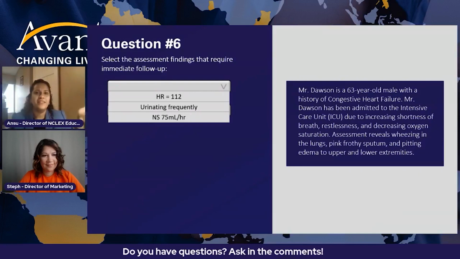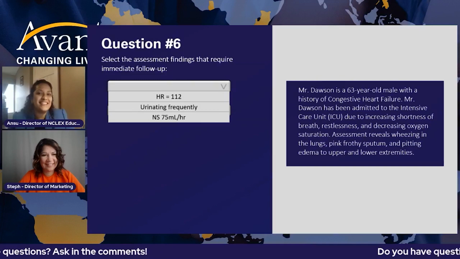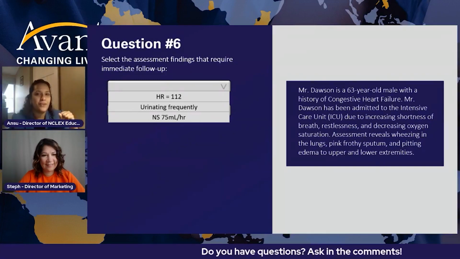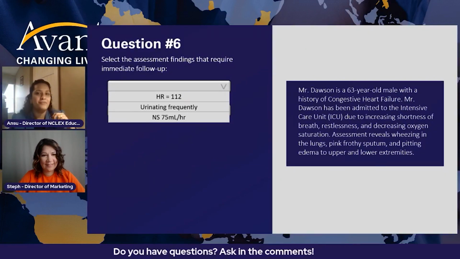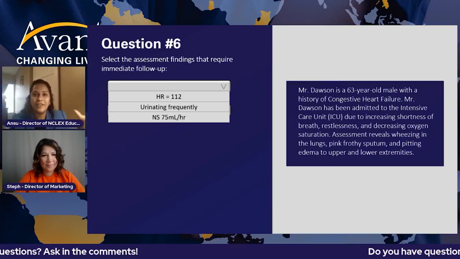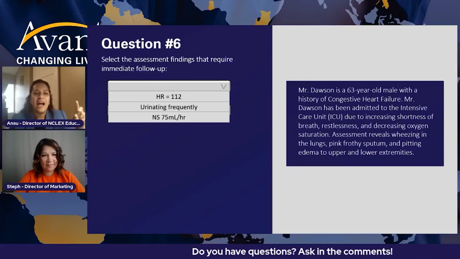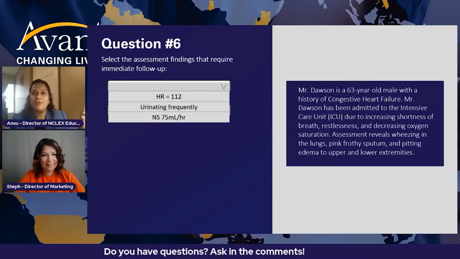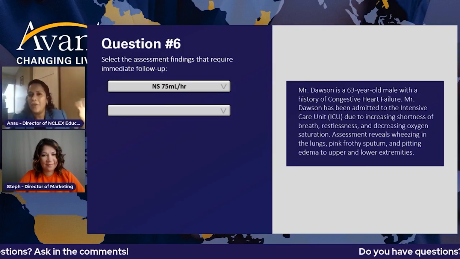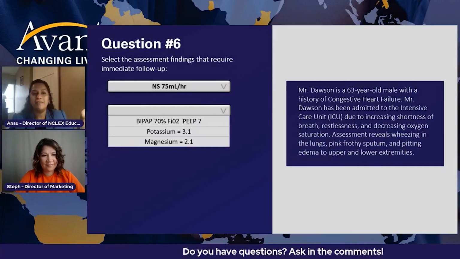Urinating frequently. I gave furosemide to this poor guy. He is going to urinate frequently, and that's the intent, right? So it's a good thing. But I am concerned about that order for normal saline 75. Why is that? Well, this patient is in fluid overload, pulmonary congestion, pulmonary edema. I should not be loading this patient with more fluid. That's my biggest worry about the order. I hope it makes sense. That is something that requires immediate follow-up.